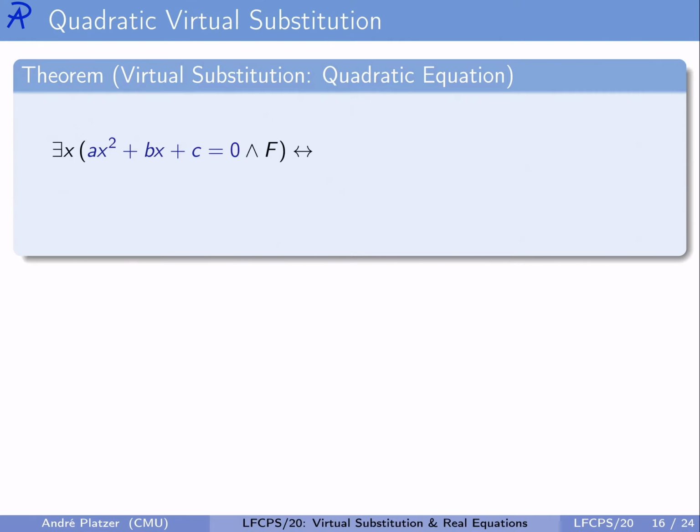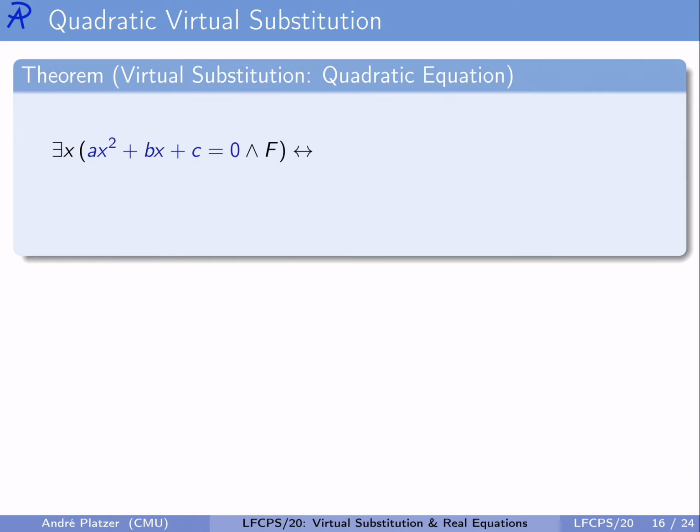For the quadratic equation case, the question "is there an x such that ax squared plus bx plus c equals 0 and f is true" can also be rewritten equivalently, in a similar style. How do we do that? Well, if a conjunction is true, both of the conjuncts need to be true, and in particular the left-hand side conjunct is only true because it's an equation for the solutions of this particular quadratic equation.